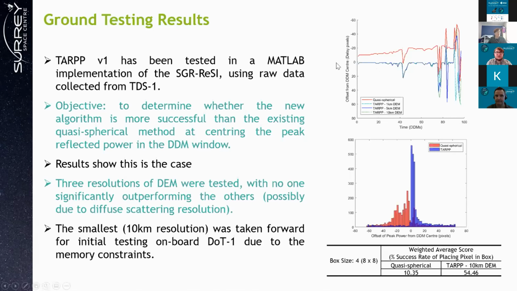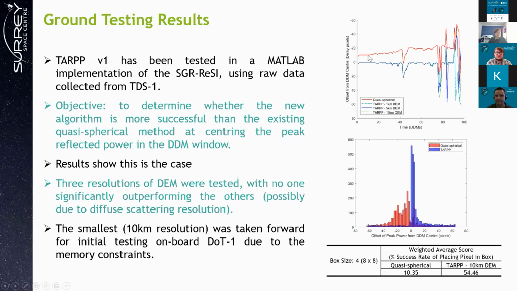So in this top graph, this is a plot of the offset of the delay pixel from the DDM center. The red is the quasi-spherical, and you can see that this in general was offset from the center of the DDM. There is some noise in this because, depending on the surface the reflection is coming from, the peak is not always quite clear. But the blue, which is 3 different digital elevation model resolutions all being tested, they all show that they are broadly at the center of the DDM.